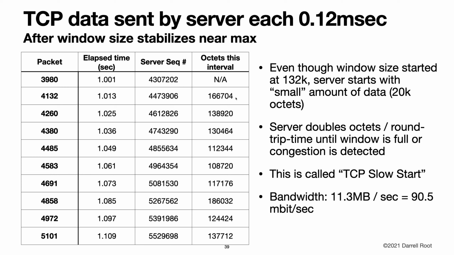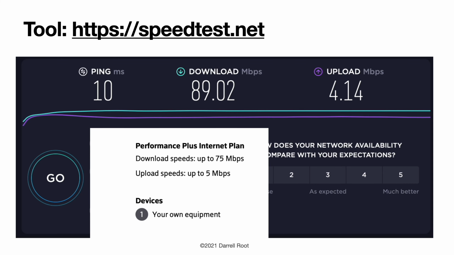And then I counted the number of octets transmitted in that interval. And as you can see, the transmission rate roughly stabilized at about 11.3 megabytes per second, which is 90.5 megabits per second. It is no coincidence that my internet connection maxes out at about 90 megabits per second. I pay Comcast cable for a download speed around 75 megabits per second, and Comcast gives me a little bit better than that. So TCP has successfully identified the speed of my network and is transmitting data to me as fast as it can to fill up that pipe.